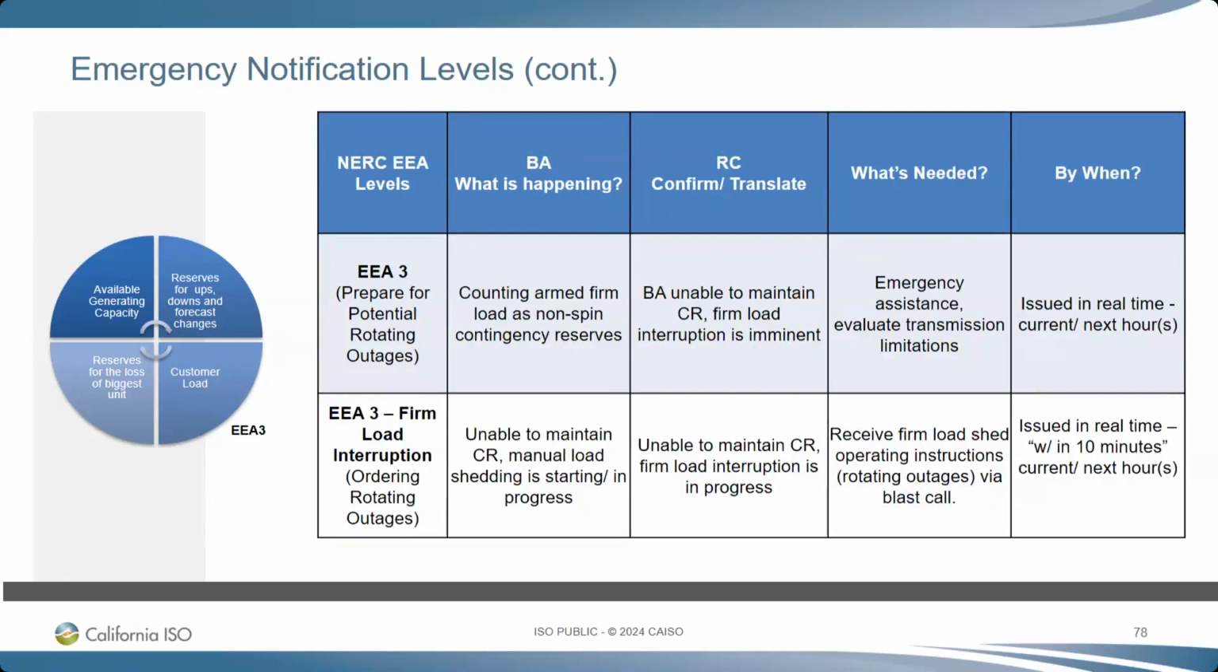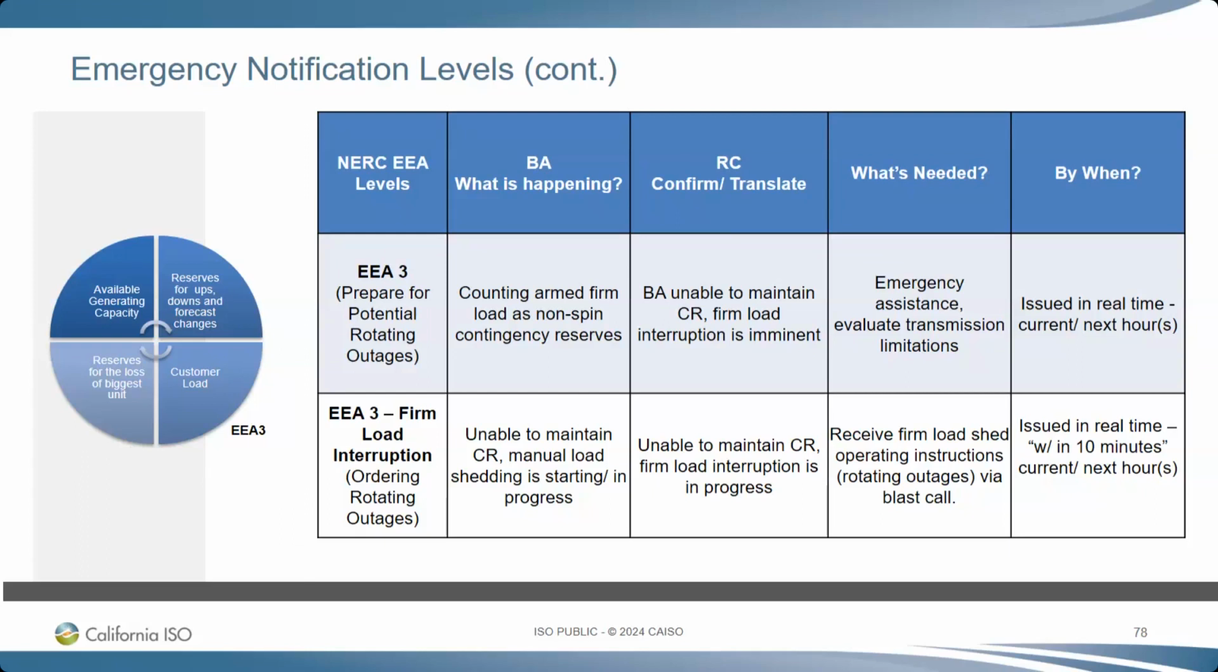When we get to the EEA3, there's 2 levels of the EEA3. There's prepare for potential rotating outages, and then there's the load interruption, so ordering those outages. So at both points, we're looking at firm load, and we're looking at non-spin contingency reserves.